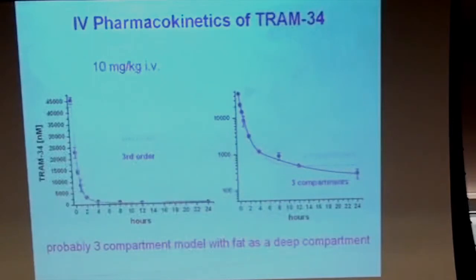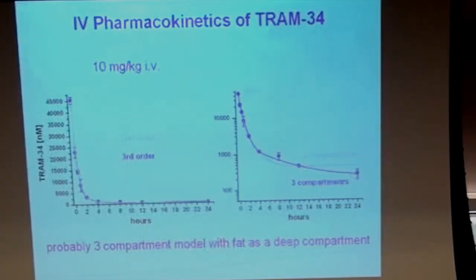Okay, here's a real-life example of a drug in a 3-compartment model. We again give it IV, and on the linear slope, you see it's hard to decide if this is second or third order. When you go on a logarithmic slope, you see that it fits better as a 3-compartment model. But this is something where at some point you really need to do experiments.